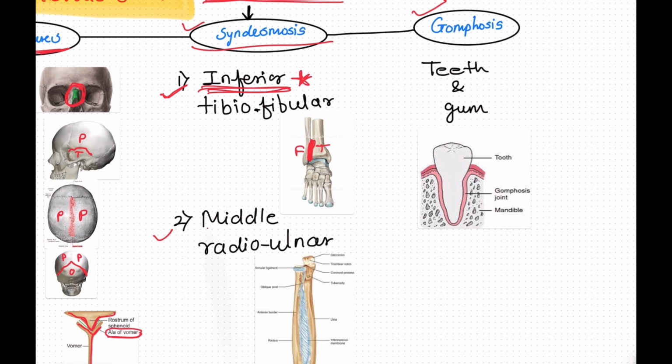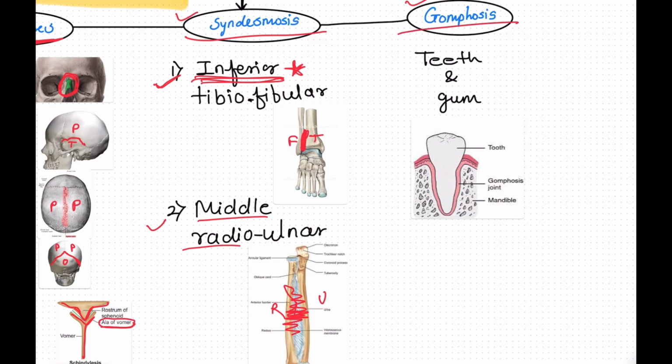Inferior tibiofibular joint is syndesmosis. Then middle radio-ulnar joint. Okay, this is radius and this is ulna and this is the middle radio-ulnar joint. The middle radio-ulnar joint is called as syndesmosis. Then the third one is gomphosis. Gomphosis is very easy. It is a joint formed between teeth and gum. Okay, this is tooth and this is gum, and the joint formed between tooth and gum is gomphosis. So gomphosis again is a type of fibrous joint.